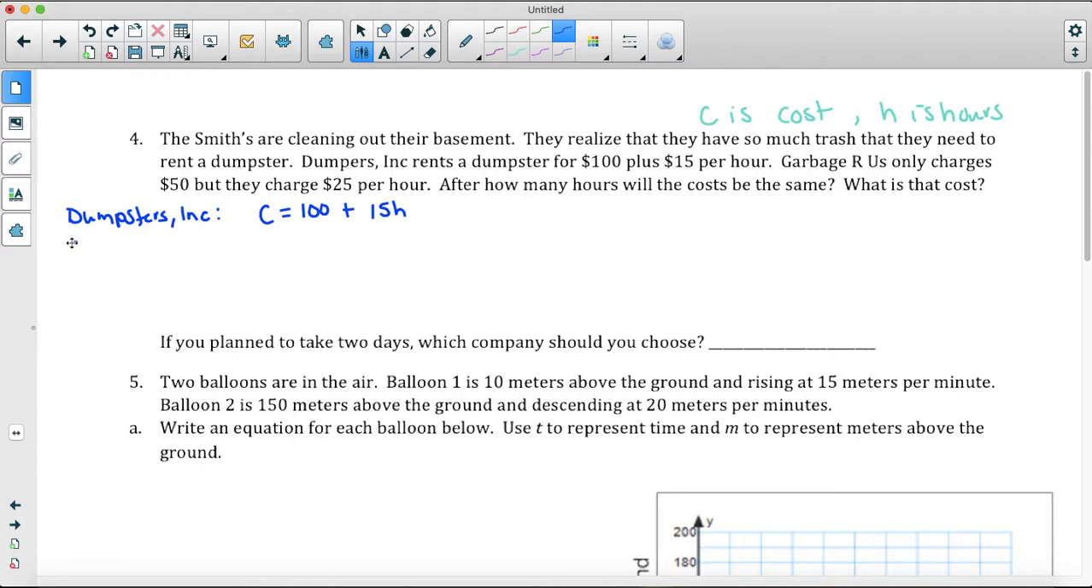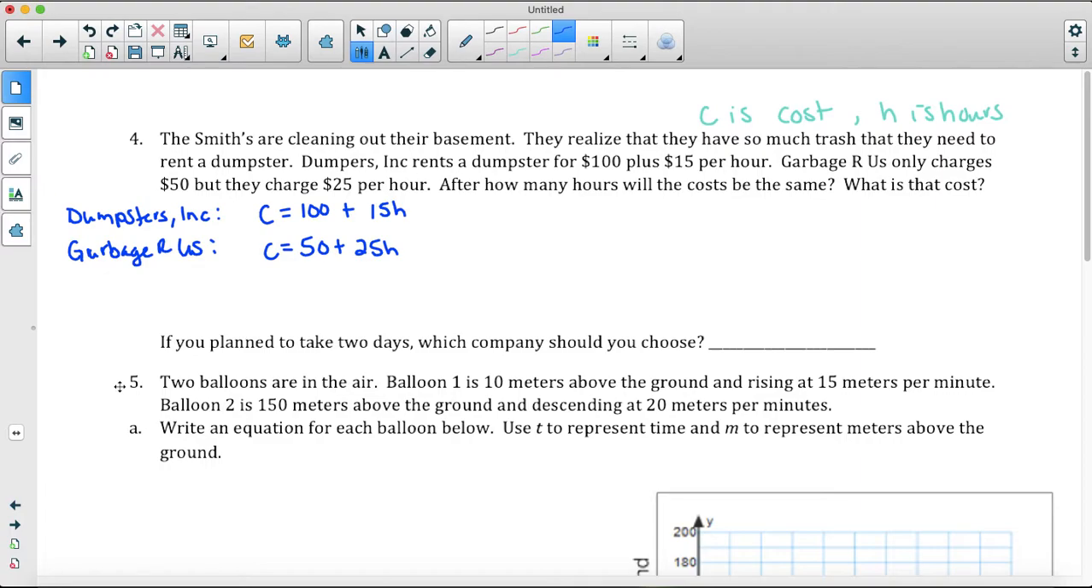Garbage R Us has a cost of $50, but they charge $25 per hour, so $50 plus $25 per hour. So after how many hours will the cost be the same?